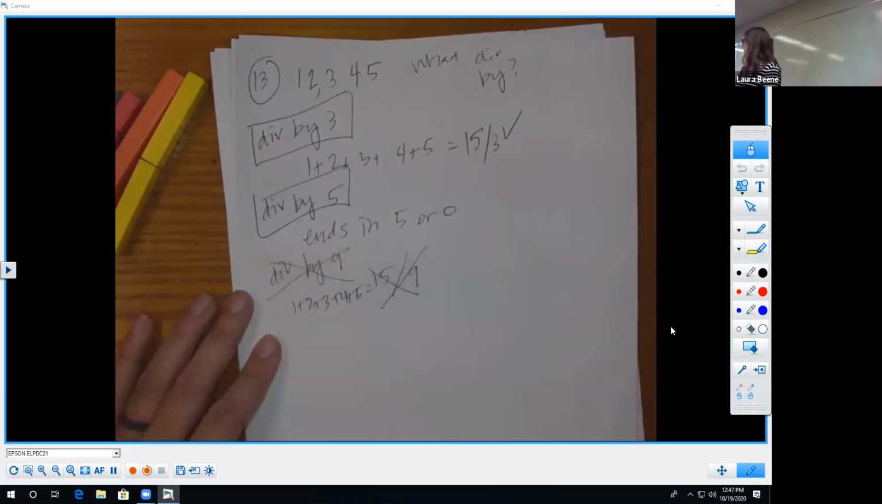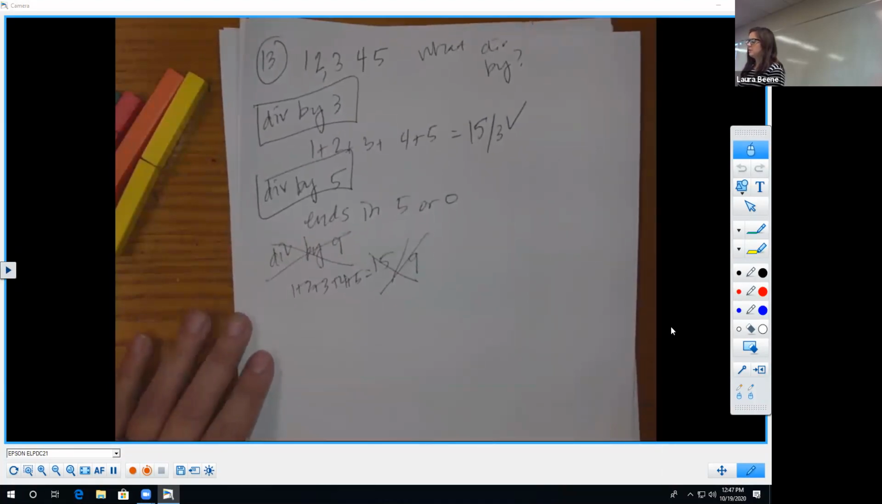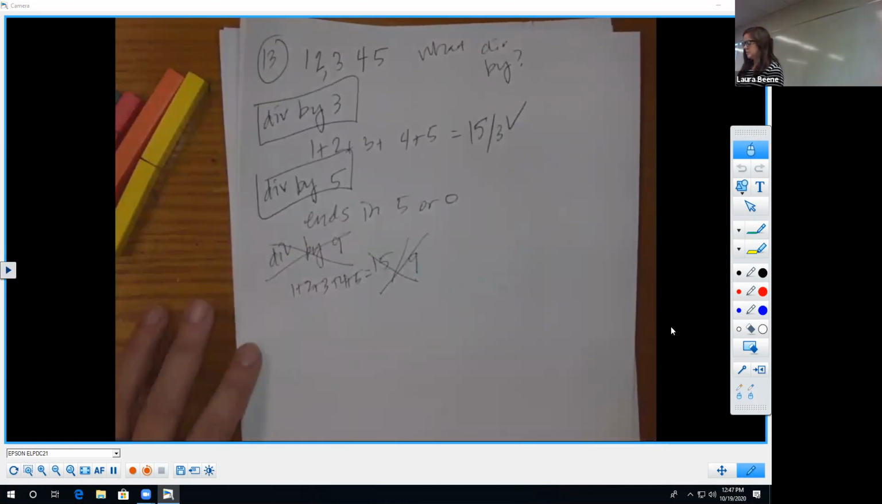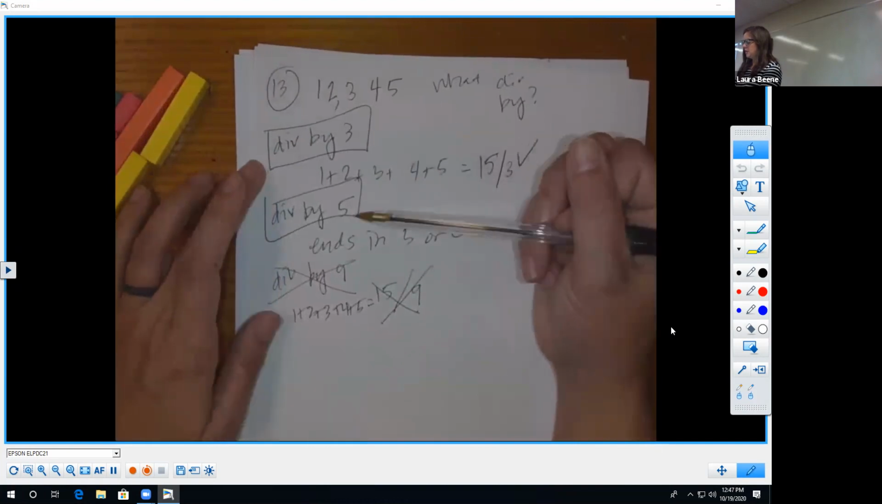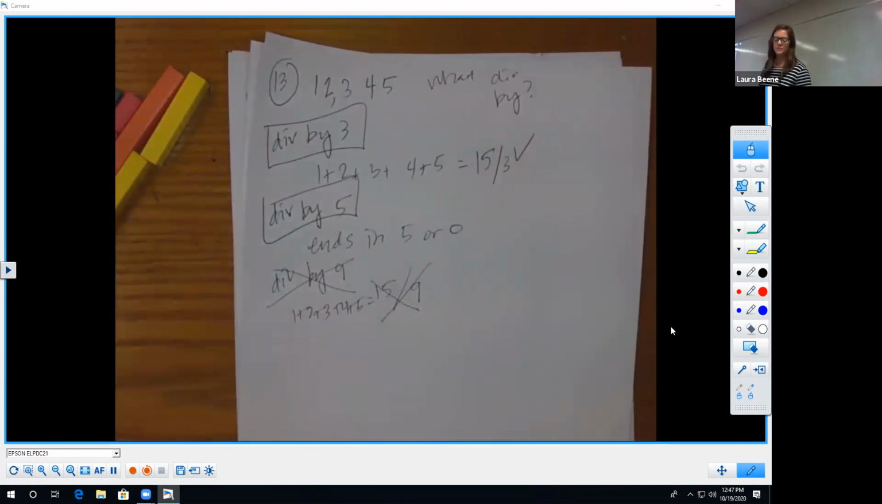No, so it's not divisible by 9. And then the only other one we had was 12, and that's the divisibility rule for 4 and 3, which it's not divisible by 4. So this is just divisible by 3 and 5. So that's the kind of problem to expect on number 13.